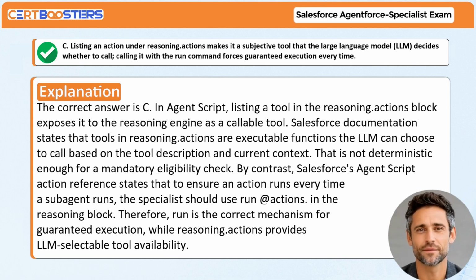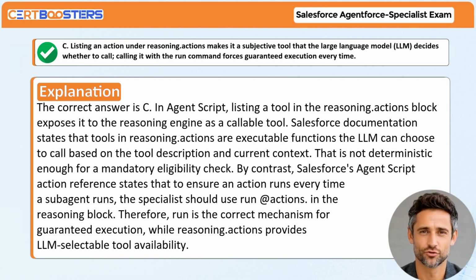Explanation. The correct answer is C. In agent script, listing a tool in the reasoning actions block exposes it to the reasoning engine as a callable tool. Salesforce documentation states that tools in reasoning actions are executable functions the LLM can choose to call based on the tool description and current context. That is not deterministic enough for a mandatory eligibility check.